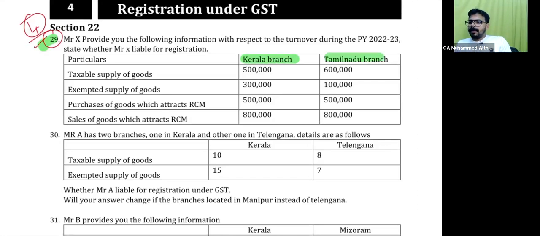So how do we check whether it is liable for registration? For that, you need to compute the aggregate turnover. First, you need to compute the aggregate turnover. Tell me how much is aggregate turnover? And they are doing only goods, right? Only goods. How much is aggregate turnover, everyone? So which all things shall we add? We have to add taxable supplies.